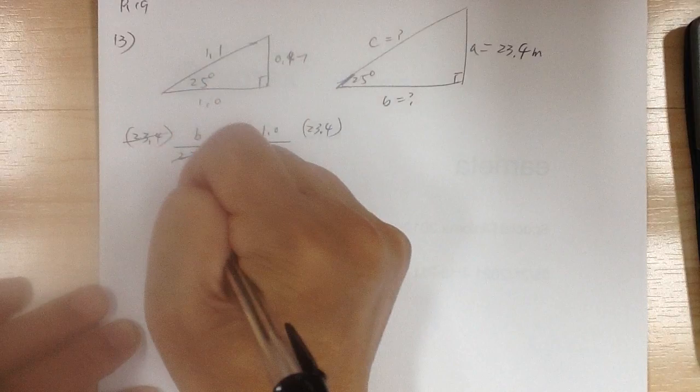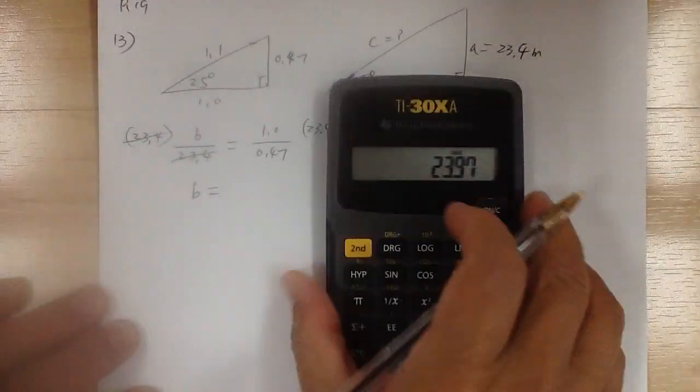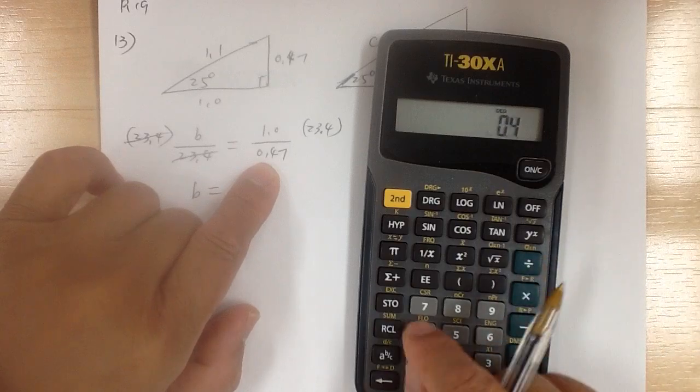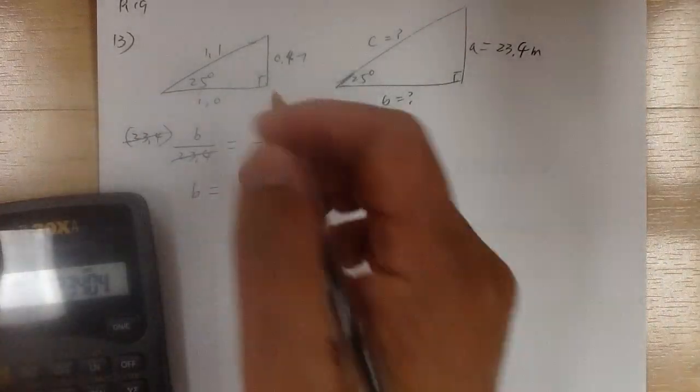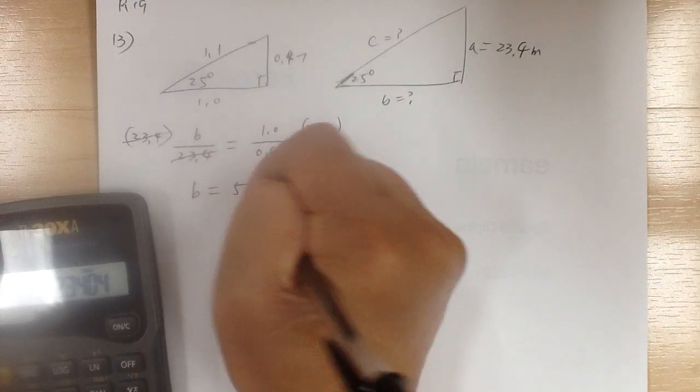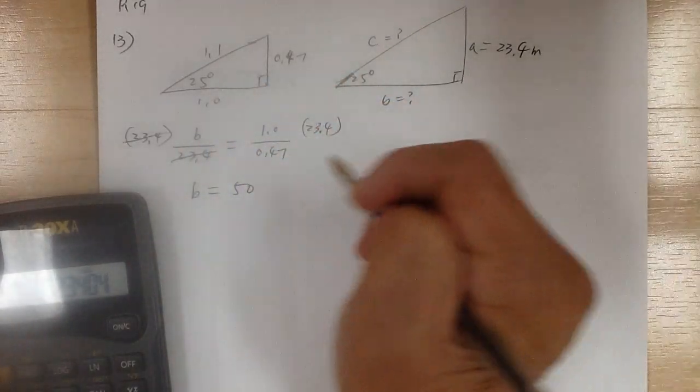So this will cancel out. B will equal 23.4 divided by 0.47. And again, 2 decimal places, 2 significant digits, so it would be 50, and the label would be meters.